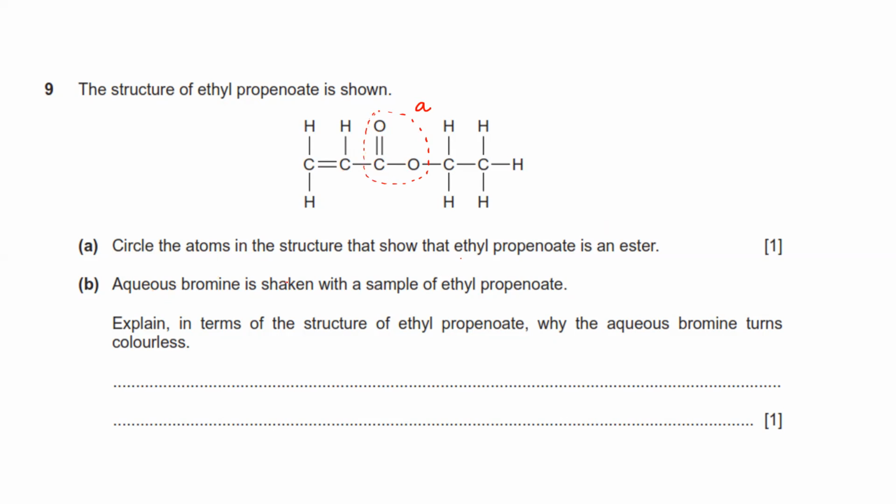Then question B, it says aqueous bromine is shaken with ethyl propanoate, an ester. Explain in terms of the structure of ethyl propanoate why aqueous bromine turns colorless.